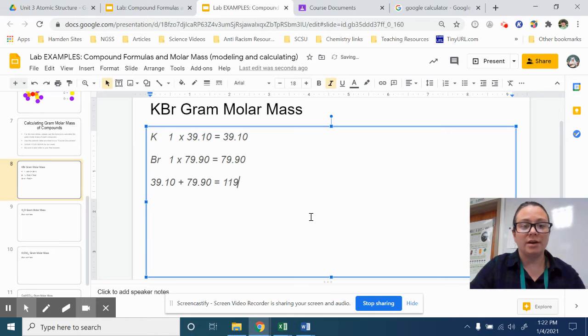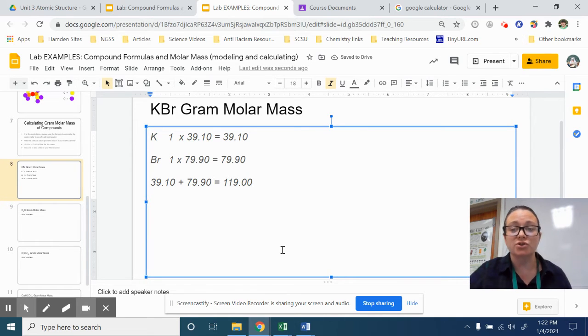119. Because I have 2 decimal places in each of these ones, I want 2 decimal places in my answer. So I'm going to give that as 119.00. Make sure that you keep those 2 decimal places in your answer. And the units for this, these are weird units. They are grams per mole. That means that every mole of this substance, remember mole, we're counting molecules here, there are 119.00 grams for every 1 mole of this.